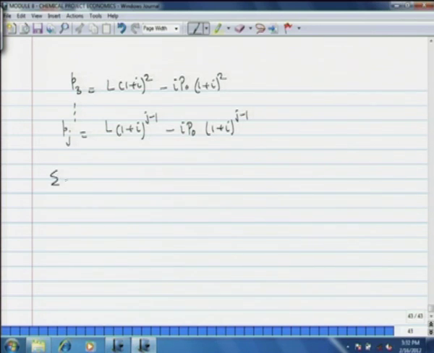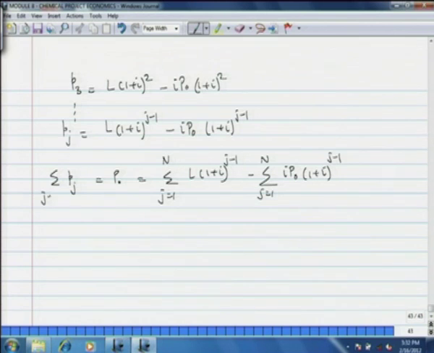Therefore, summation Pj equal to P0 equal to summation j equal to 1 to n of L into (1 + I)^(j−1) minus summation j from 1 to n of I into P0 into (1 + I)^(j−1). This is the total sum of all principal payments.